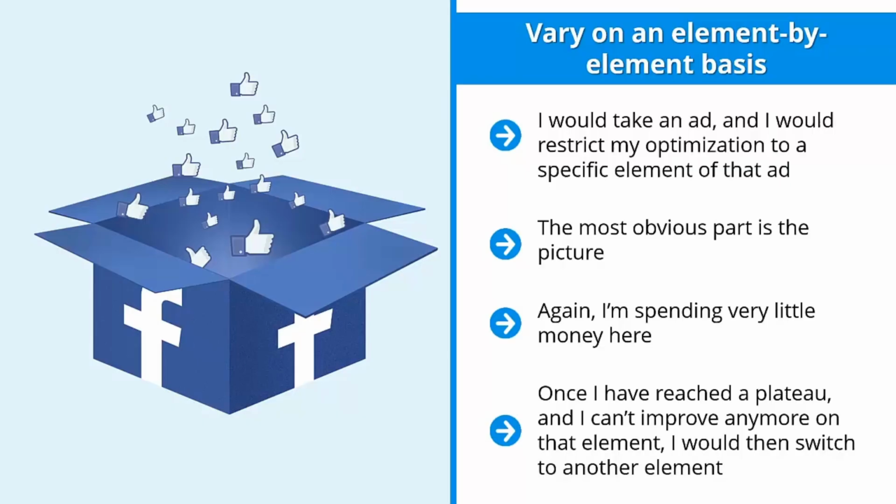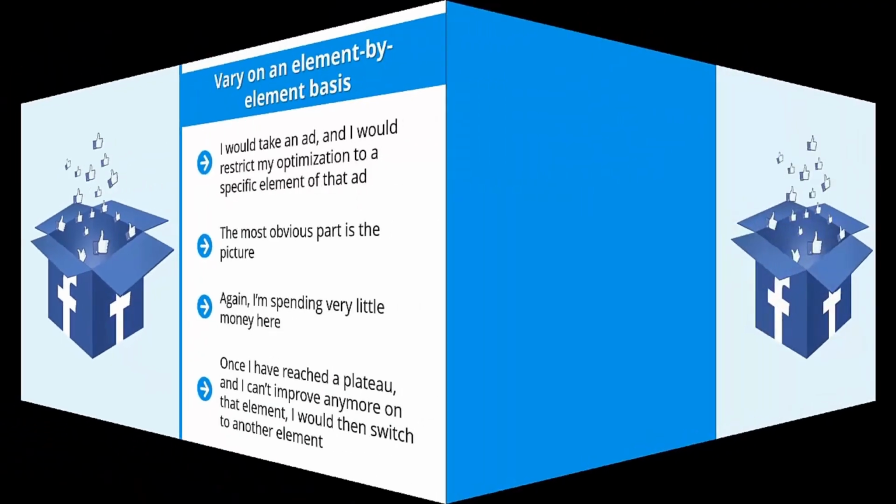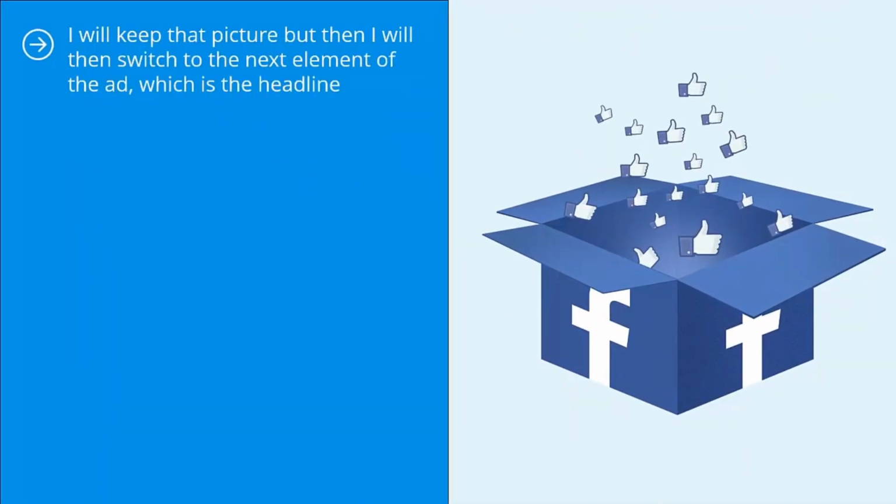Once I have reached a plateau and I can't improve any more on that element, I would then switch to another element. For example, if I'm running a campaign for dog food and I notice that my best performing picture after a series of variations is a picture of a Chihuahua that seems to be smiling, I will keep that picture, but then I will switch to the next element of the ad, which is the headline. I would then keep varying the headline to see if I can improve the conversion rate of that ad.